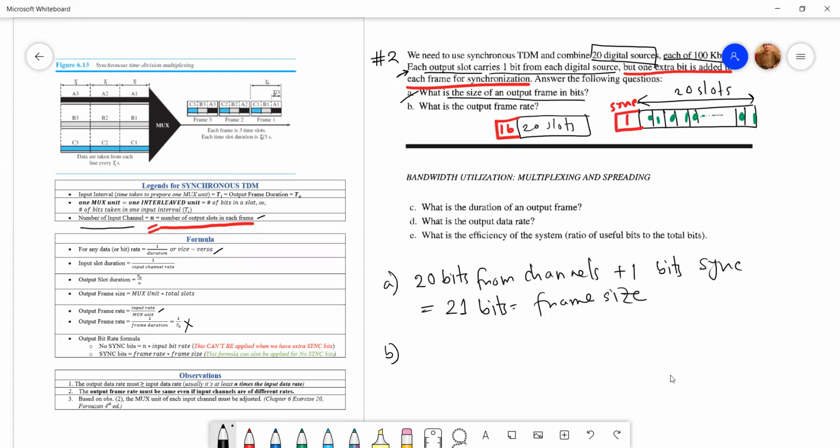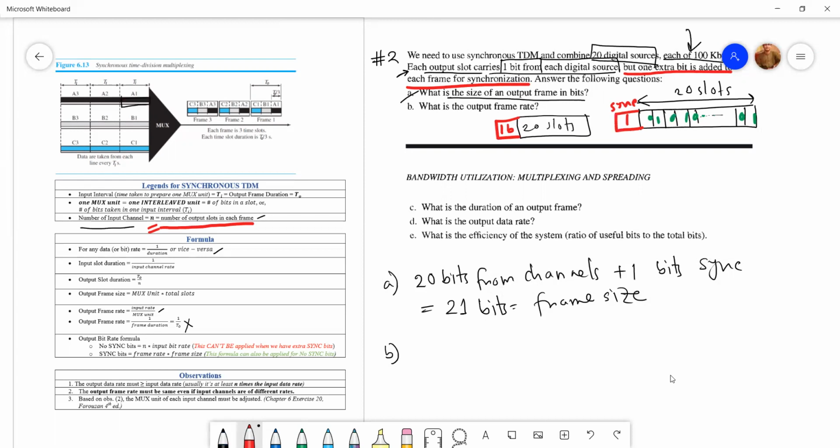Let us try the first formula, input rate divided by multiplexing unit. We already have the input rate over here, and then we know the multiplexing unit. As we can anticipate, the output slot now carries one bit from each of the digital sources. That means we are gathering one bit from each of the digital sources. So basically, now we are gathering this part.